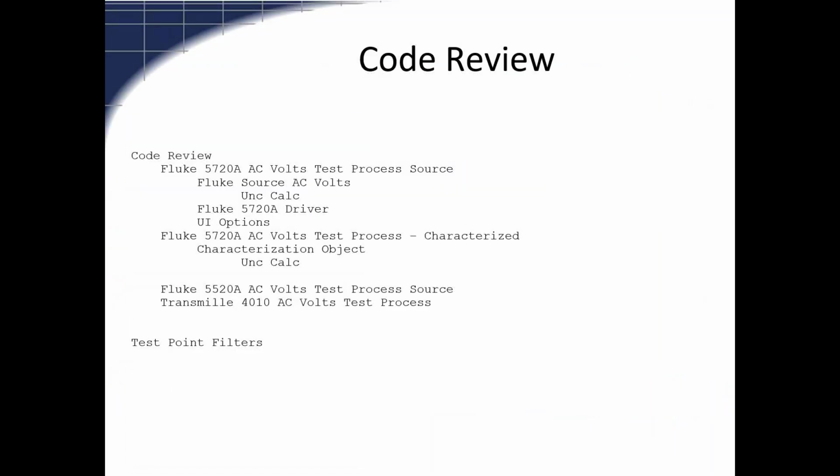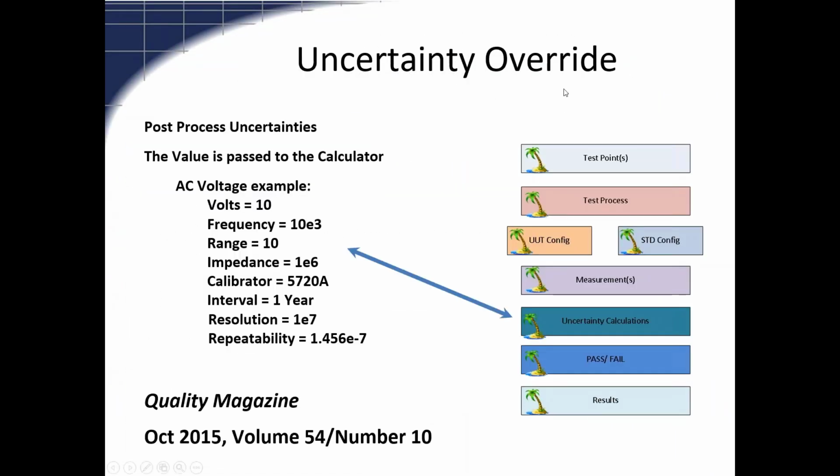So now I'm going to jump back to the uncertainty override. So our measurement processes collected all of this data. So we got our voltage, our frequency, our range, our impedance. We added back to it our calibrator that was used, the interval of our calibrator, our resolution, our repeatability. And now we can pass that to an overridden uncertainty calculator.